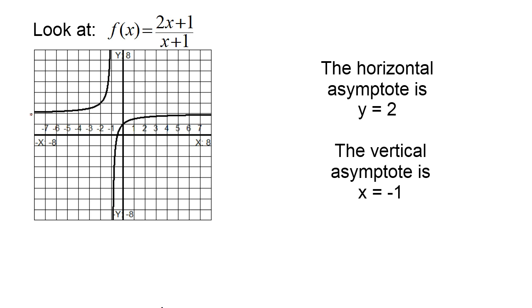If you look at this graph, I could draw a line at y equals 2, and my graph would hug it from the top over here and it starts to hug it from the bottom. This is the line y equals 2, and it's considered a horizontal asymptote. Likewise, there's a vertical asymptote right here at x equals -1. My graph hugs it either from the right or the left. So I have x equals -1 as my vertical asymptote.